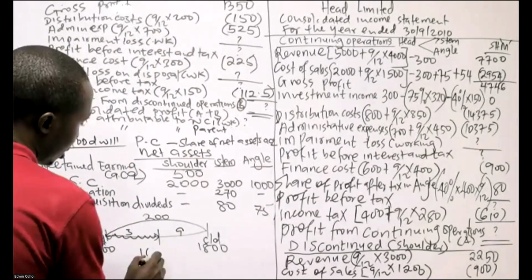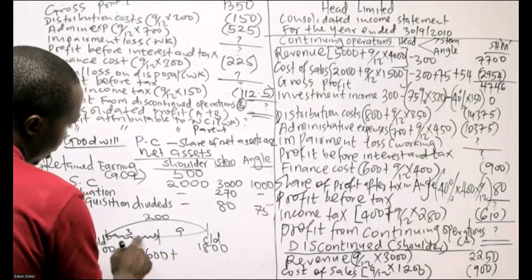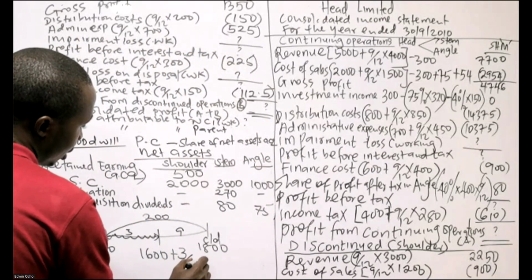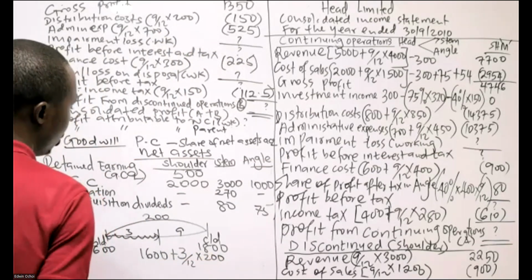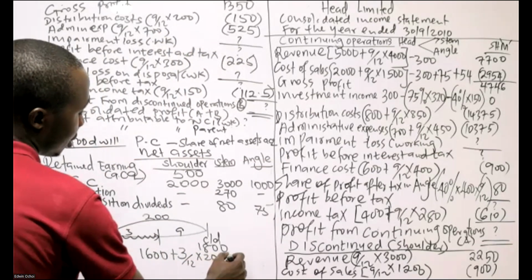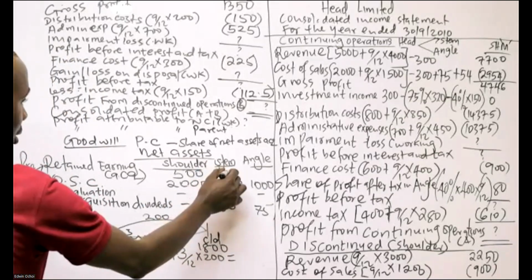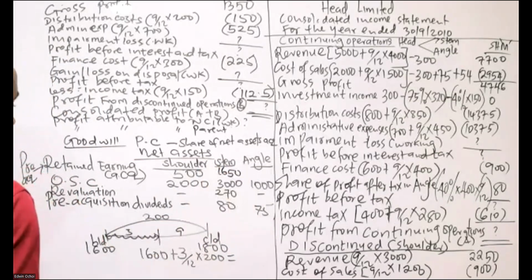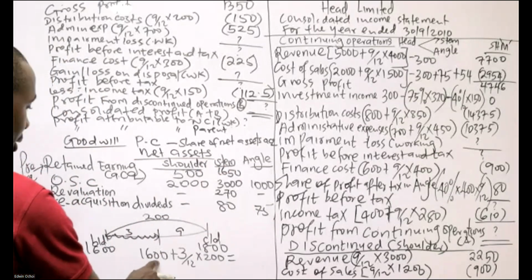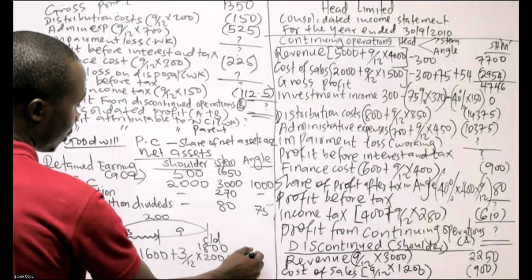So you say 16 plus the 3 months. The 200, you reduce it. You prorate it for the first 3 months. So a quarter of 200 is 50. So this is 1650, because it's all about 16 plus 50, so it's 1650.